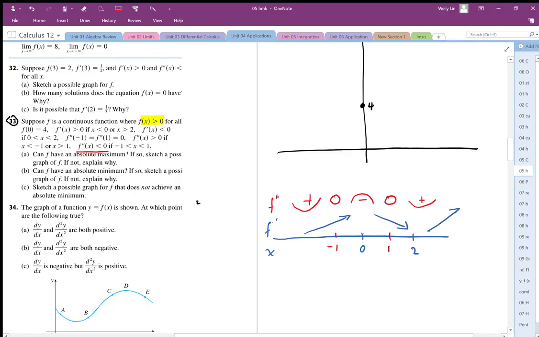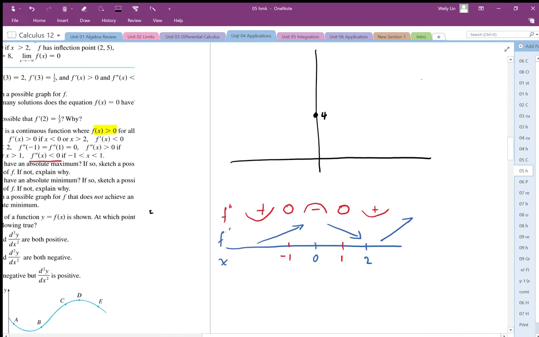So if we were to answer these questions then, part A says, can f have an absolute maximum? If so, sketch a graph, and if not, explain why. So f cannot have a max because of this portion of the graph here. Because that slope is increasing, it's just going to go up forever. So there is no max. Okay, so no absolute max. We do have a local max at 4.